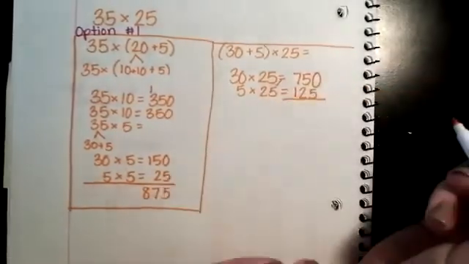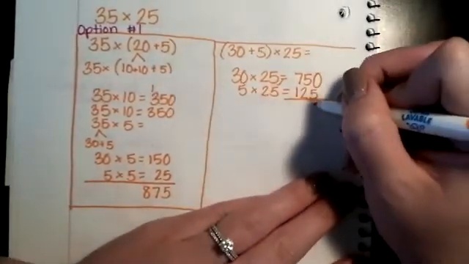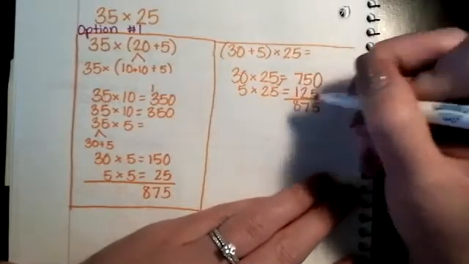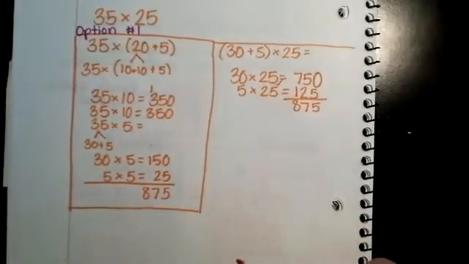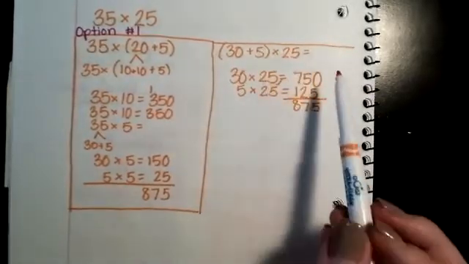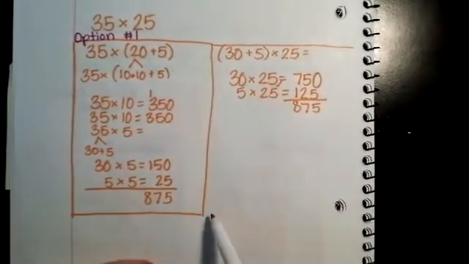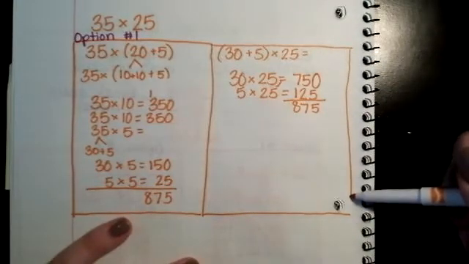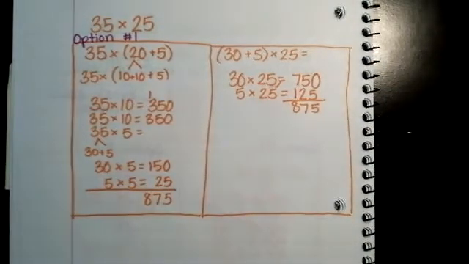All I have to do is add these up now. 5 plus 0 is 5. 5 plus 2 is 7. 7 plus 1 is 8. 875. So this was a much faster way to do this, but turns out this one, I guess, was easier for me. There we go. But I got the same answer either way.